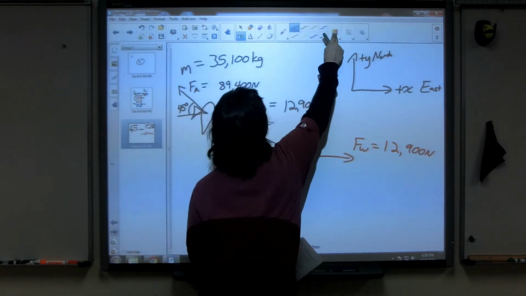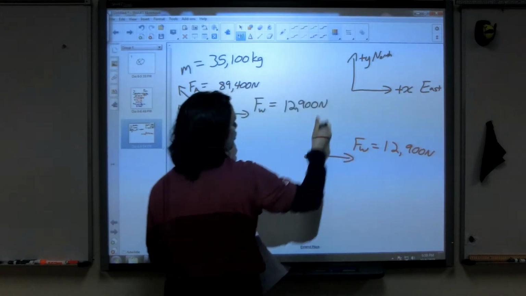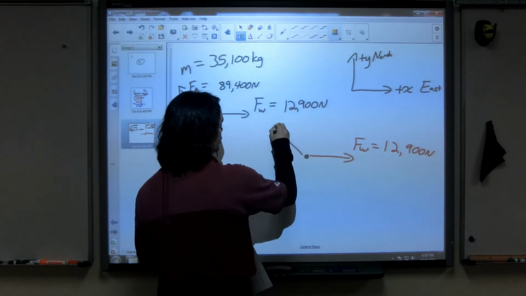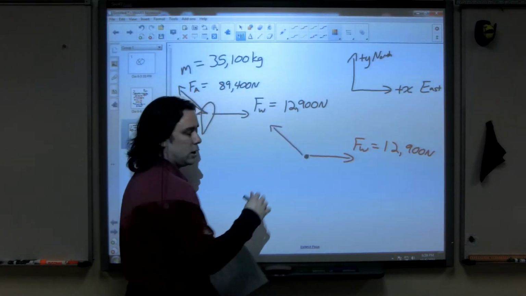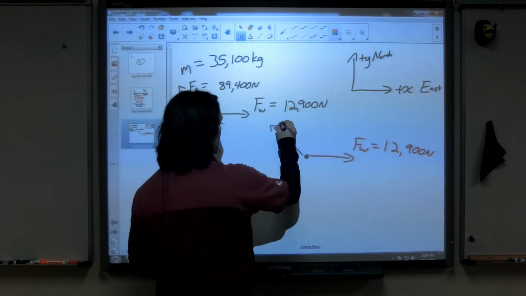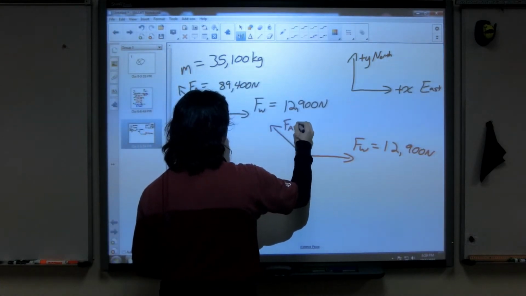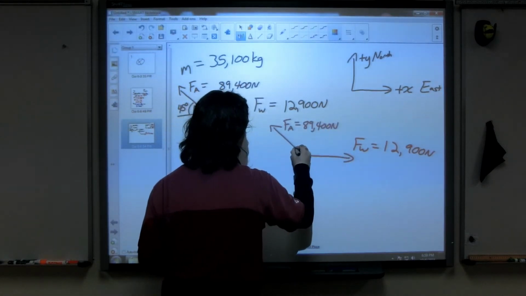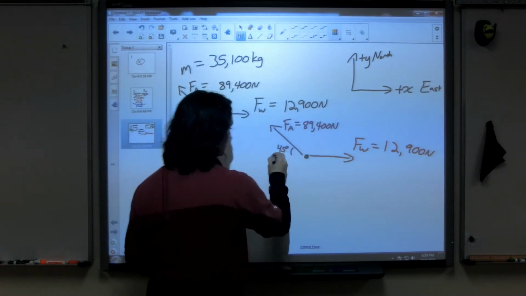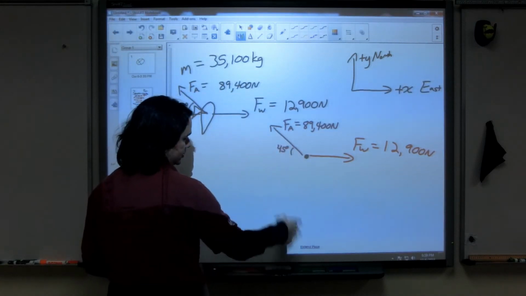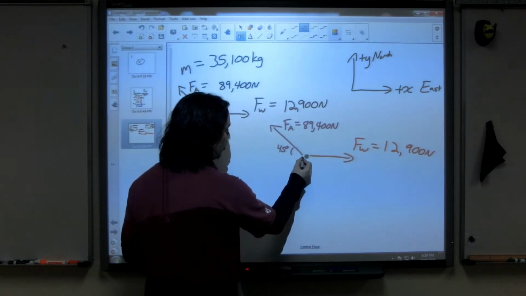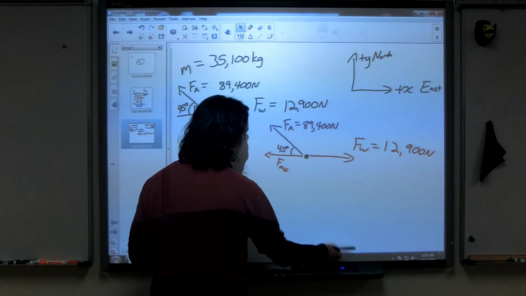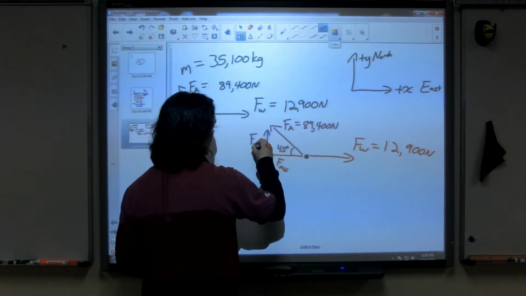Now I've got one that points up and to the left. This is one that we haven't quite looked at just yet in class, depending on when you are watching this. But it is a two-dimensional vector. I'm going to use purple because it's a combination of my usual red and blue. And I'm going to call it Fa for the force of the air, and it is 89,400 newtons at 45 degrees above north of west. So it's pointed this way. We have an x component, Fax, and we have a y component, Fay.